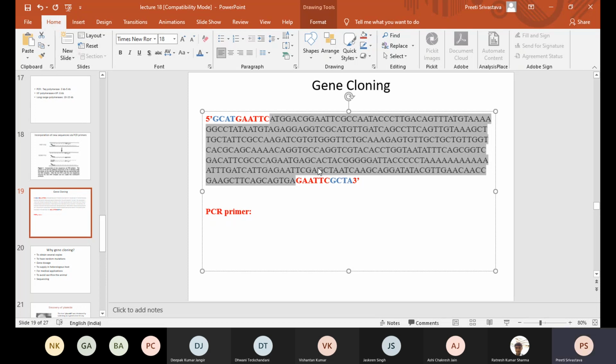What needs to be amplified is only this. This part is not present in the sequence. This we are introducing artificially for cloning the gene. Is this making sense or no?